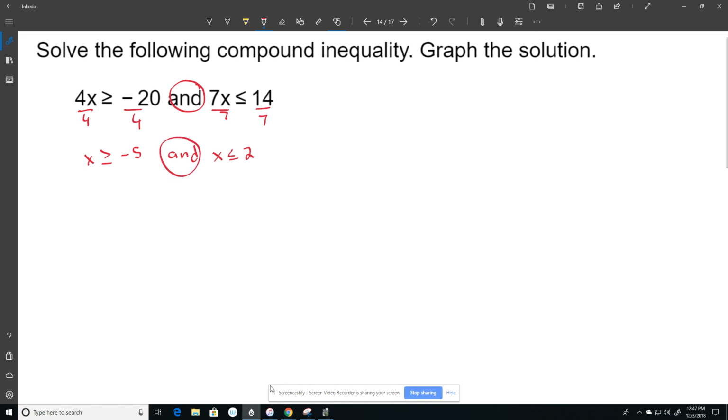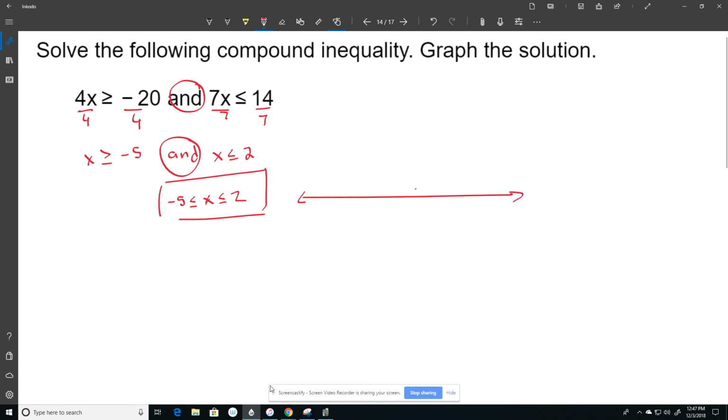This word and means that x is in between these two numbers, okay? And means that it's in between. So -5 is less than x, but x is less than 2. So when you write your answer, x is in the middle of -5 and 2. So that would be your answer.